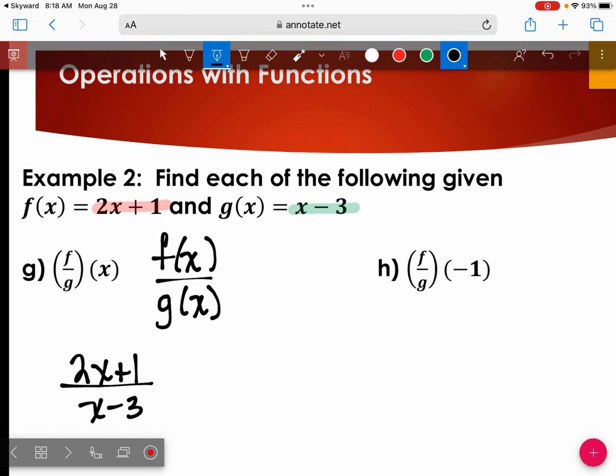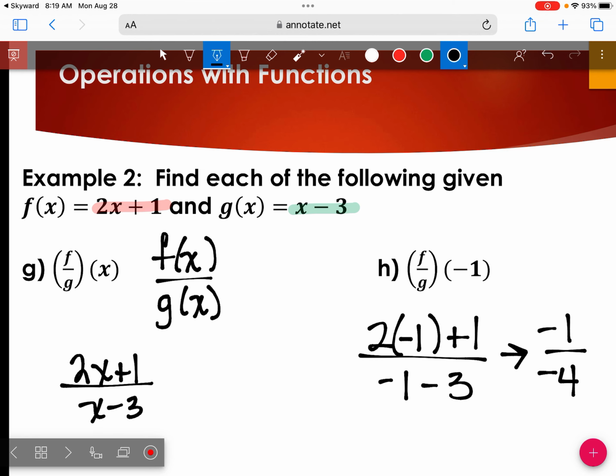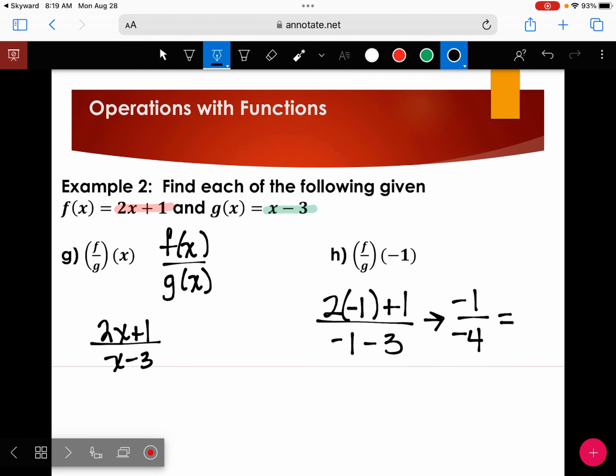And so then to find part H, you would just simply substitute in a -1. So when you do that, that would be 2 times -1 plus 1 over -1 minus 3. So that would be -2 plus 1, which is -1 over -4. And then we know that 2 negatives becomes positive, so that would be a positive 1/4.